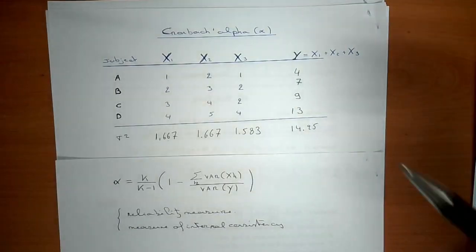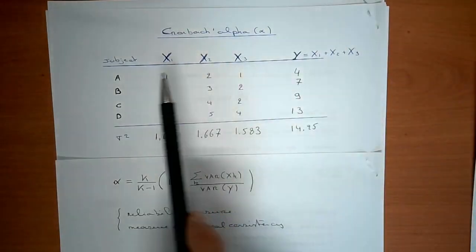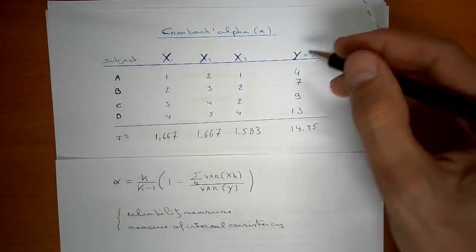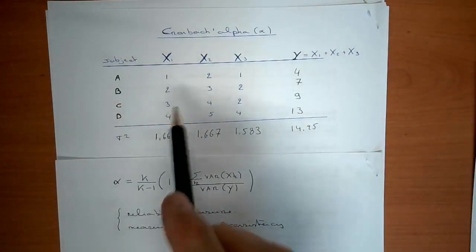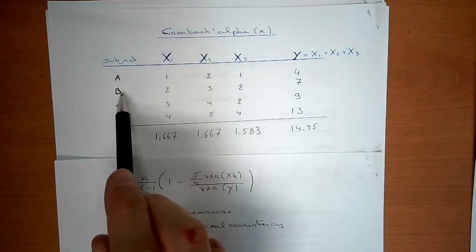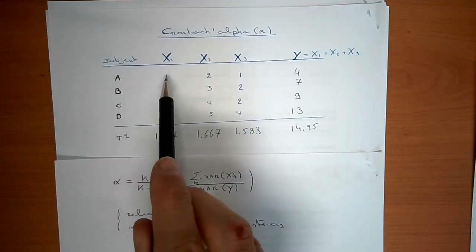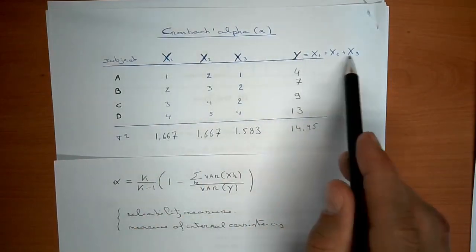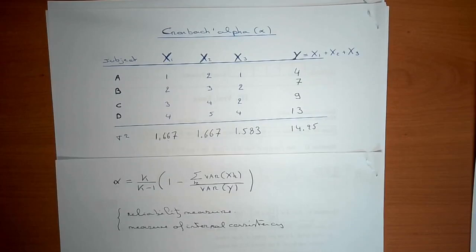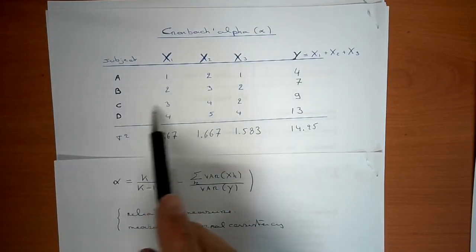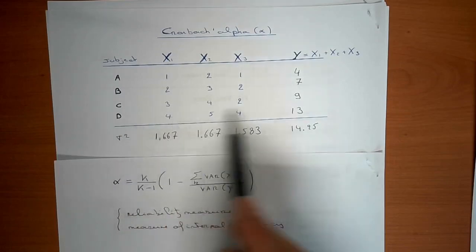So what do you do in practice? Well, in practice, you have a couple of variables that kind of measure the same thing. And then what you do is you take the sum of these things. So here you have several subjects answering your survey, A, B, C, D. For A, you sum 1, 2, 1, which is 4. So Y is basically the sum of all the answers to the different questions. And B is 2 plus 3 plus 2, which is 7. Then C, the sum is 9. And for D, the sum is 13.